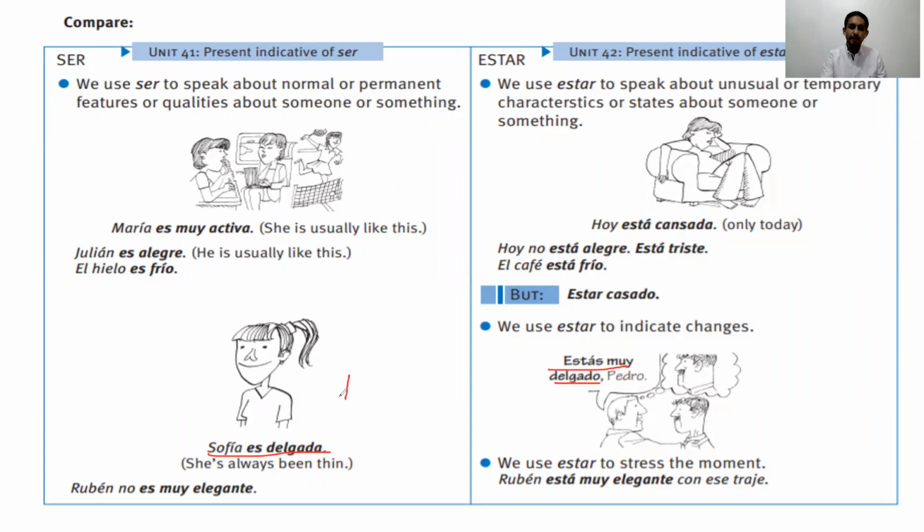So this is normal. I know Sofía and Sofía has always been thin. But when I say Sofía estás muy delgada, that means that something changed. Right, and I notice, and that's why I'm expressing this like surprise. I'm very surprised, I'm shocked, right? Because I notice the change between Sofía es delgada, and Sofía estás muy delgada. Okay, it means like before Sofía was a little bit chubby and now is thin. So I noticed that, and that's why I'm using estar.